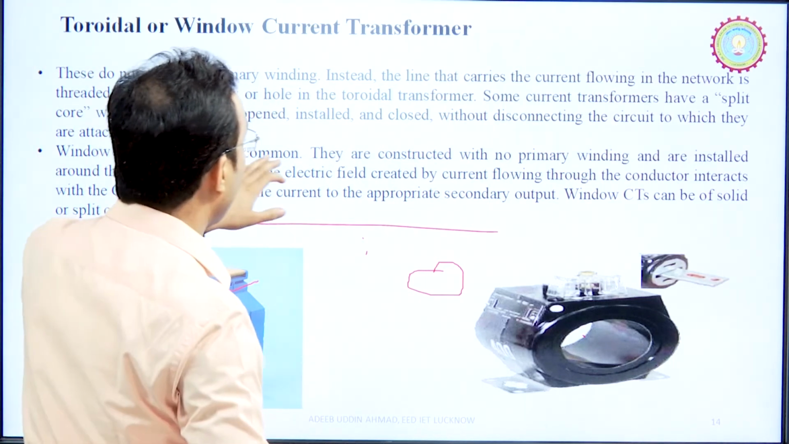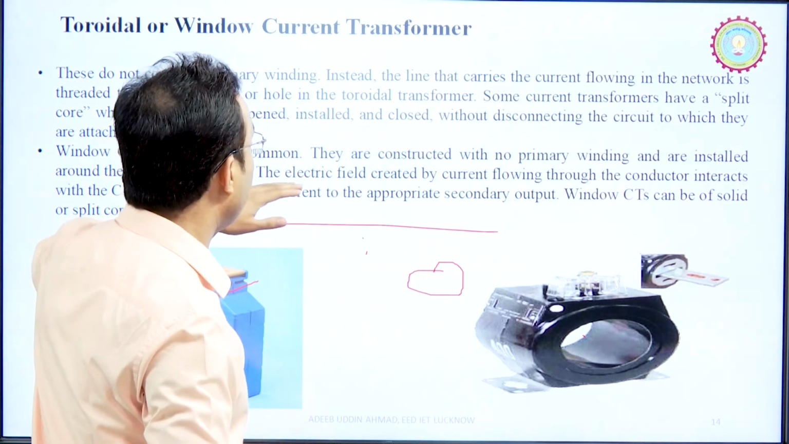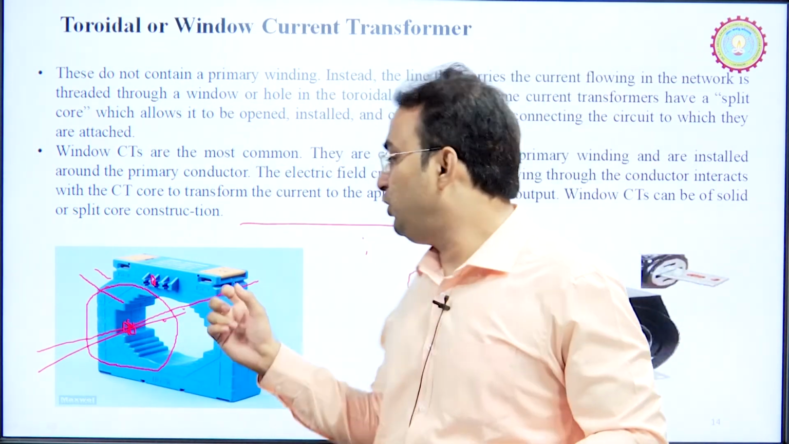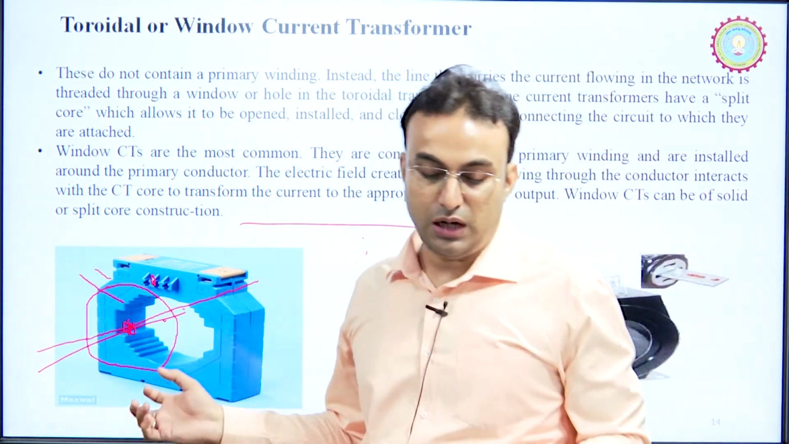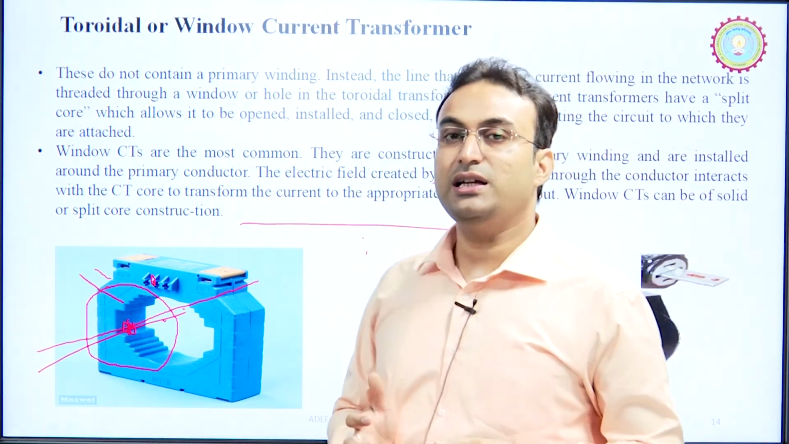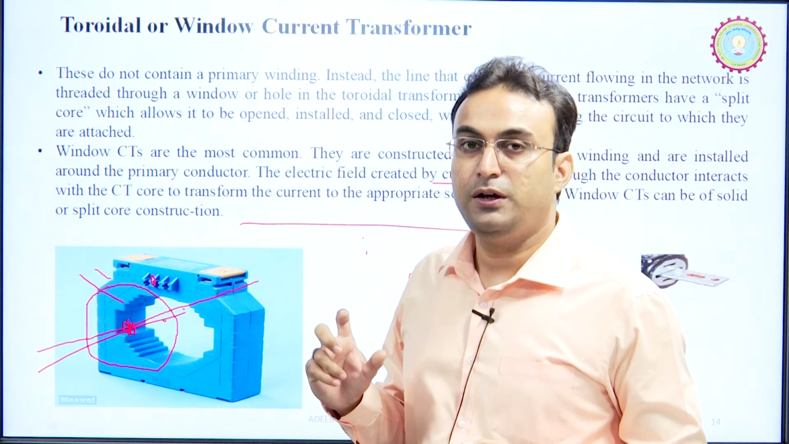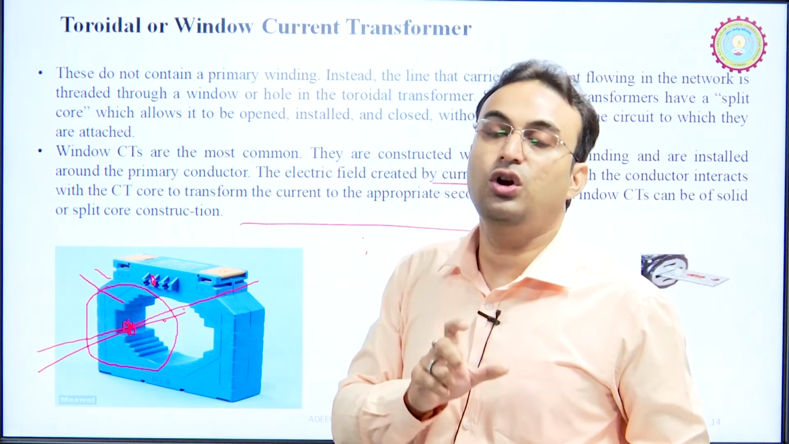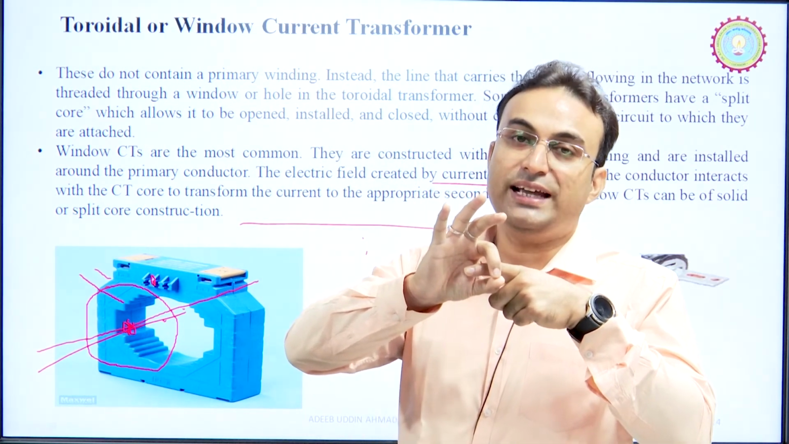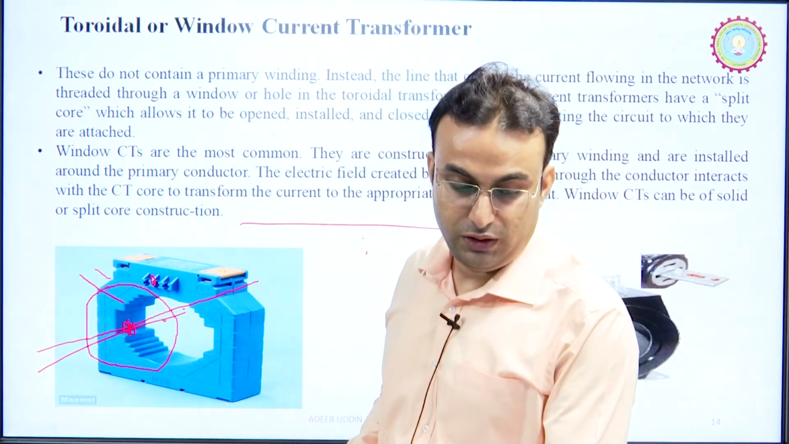The window CTs are the most common, they are constructed with no primary winding and installed around the primary conductor. The electric field is created by the conductor, and this field is measured by this window type of CT, and the window type of CT will give you the current of the transformer. Some measuring devices, like some multimeters, also have this type of principle. These multimeters have no physical or electrical connection. We have a clip, and this clip is fixed on the current carrying conductor. So, these multimeters will also give the reading of the current.